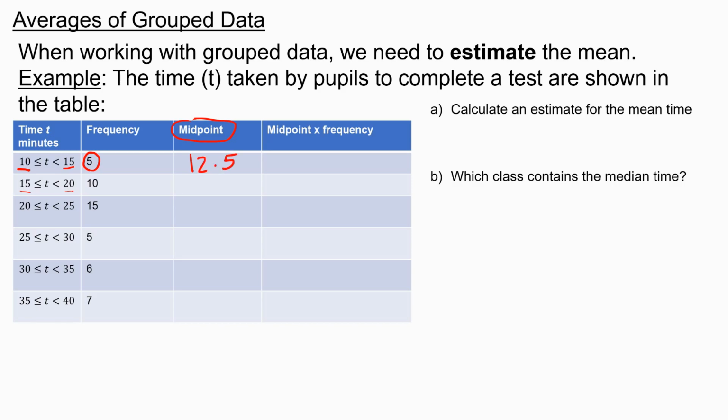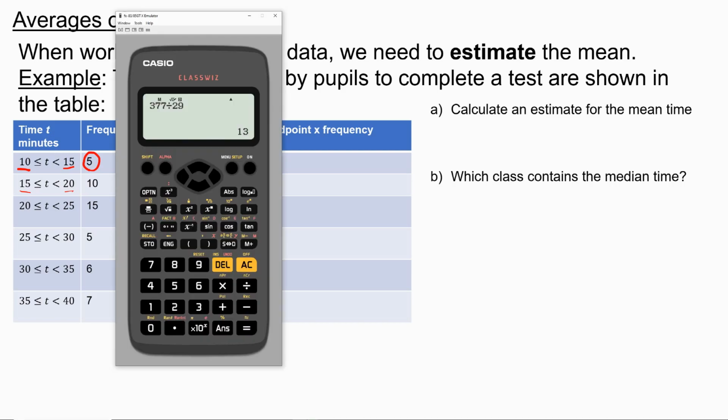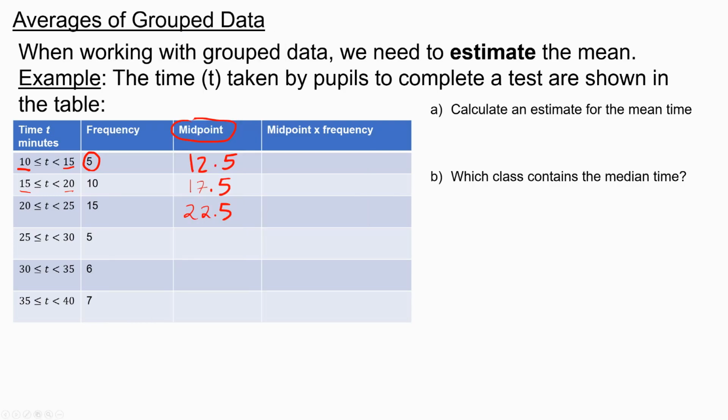So the midpoint's 12.5. Midpoint of 15 and 20 is 17.5. Then we have 22.5, and remember, if you're confused on how I'm actually doing this, you can add up the endpoints, so 20 plus 25, and then halve, and that will give you 22.5. So that's how I'm doing this. So then we have 27.5. Basically, the gap is always 5, so I'm just adding on 2.5, 32.5, and 37.5.